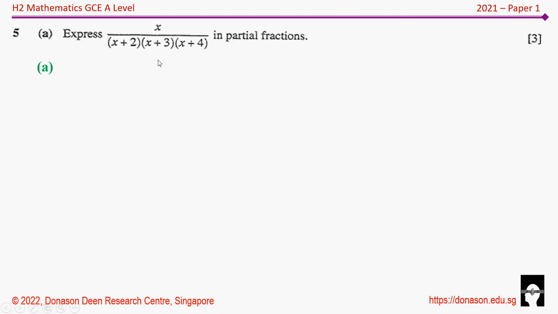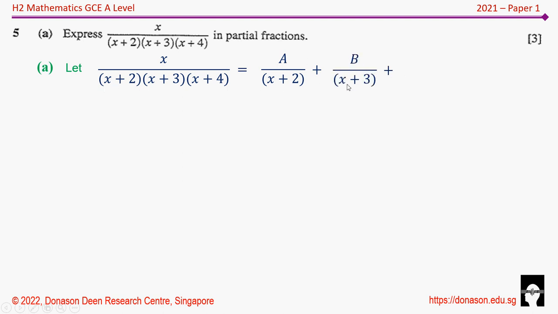Express x over (x plus 2)(x plus 3)(x plus 4) in partial fractions. So first let the expression be split up into three separate fractions, one with x plus 2 as the denominator, the second one as b over x plus 3 as the denominator, and the last fraction as c over x plus 4 as the denominator.